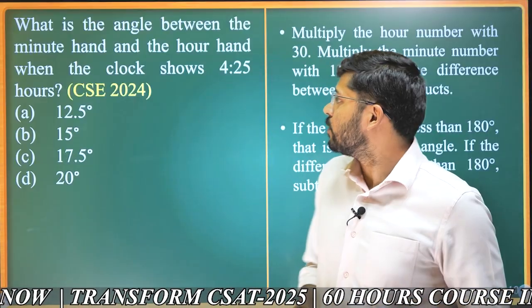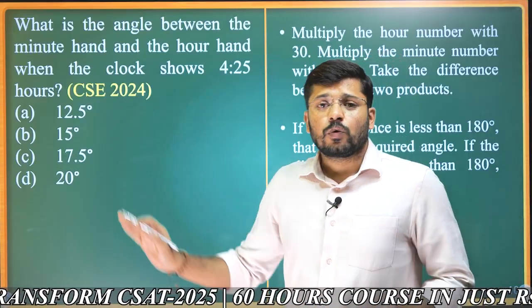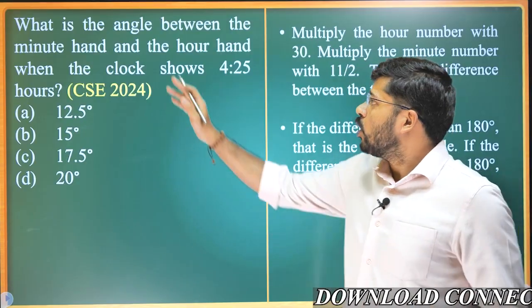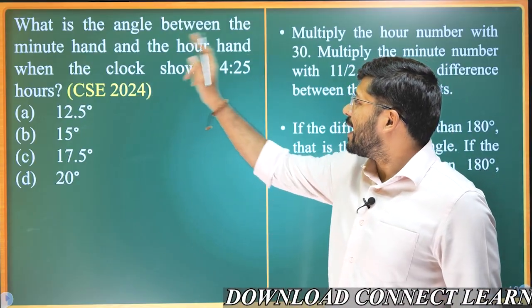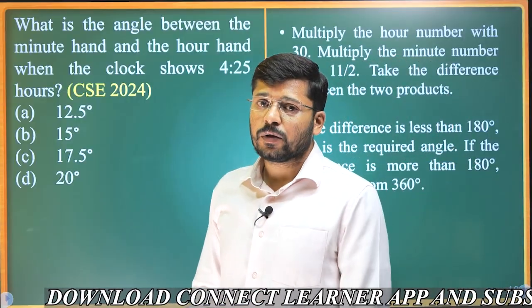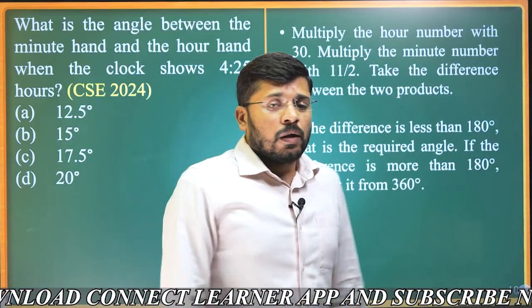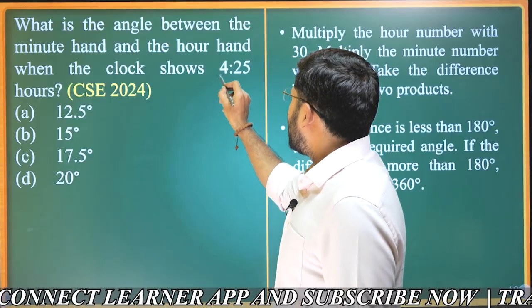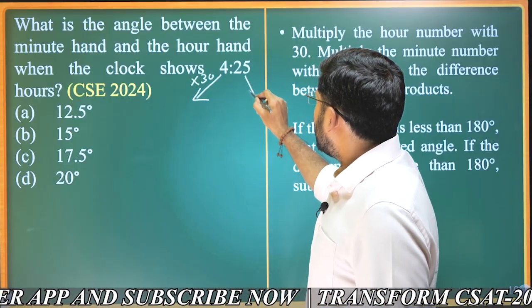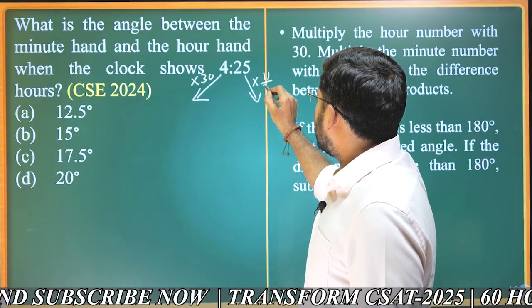The first problem. This was the question asked in the 2024 paper, and I told you this is a very direct question. What is the angle between the minute hand and the hour hand when the clock shows 4:25 hours? So how do we solve this one? Simple, same method. Multiply the hour number with 30 and multiply the minute number with 11/2.